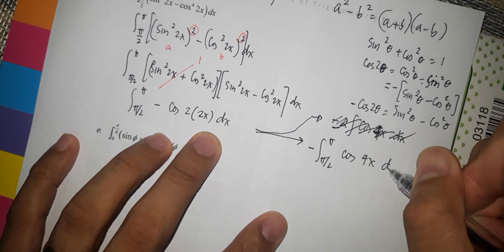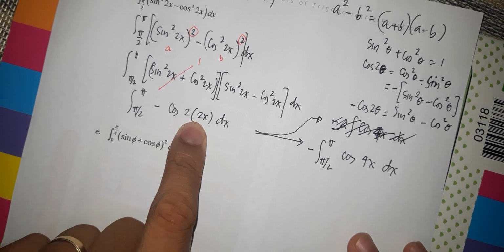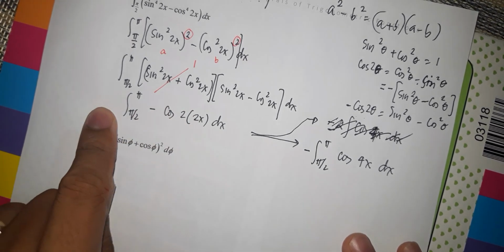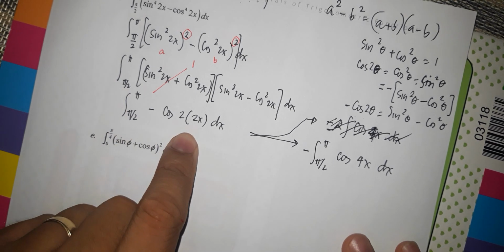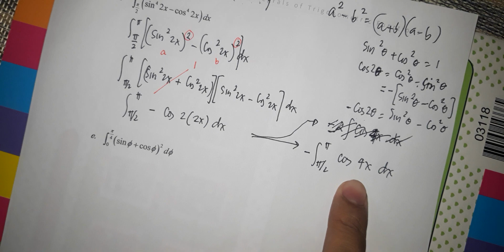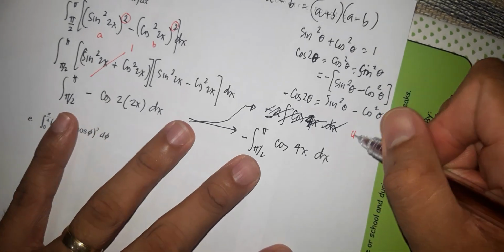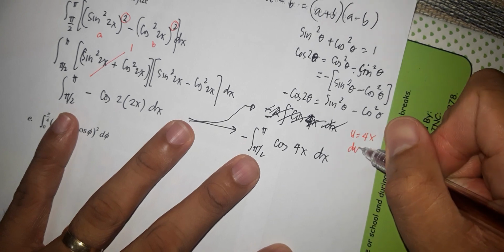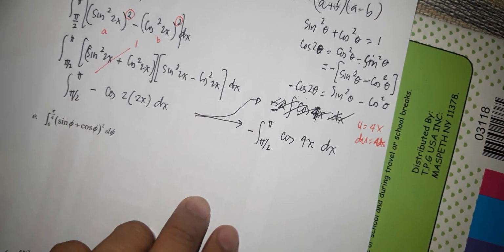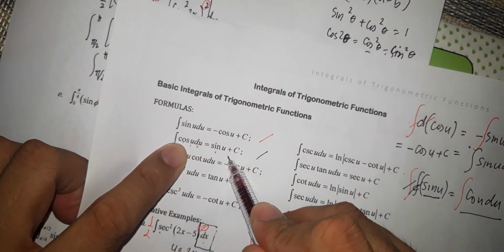cosine 4x dx. So, this is cosine twice the angle. So, it's not a constant that must be put outside. It's an angle na dinoble. So, that's twice of an angle. So, it should be cosine 4 of x. So, integral of cosine 4x, if u is 4x, ang derivative niya is 4 dx. So, sabi ng formula, integral of cosine u du is sine u plus c.